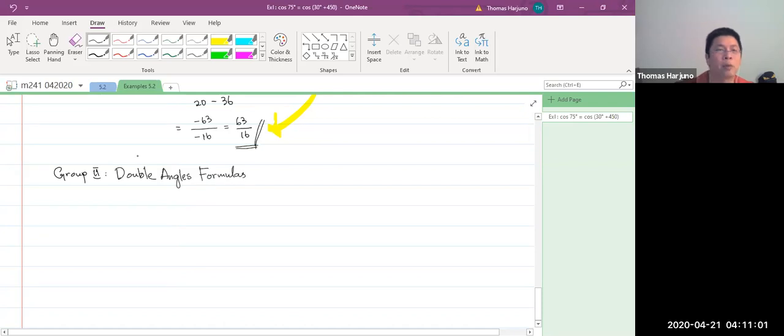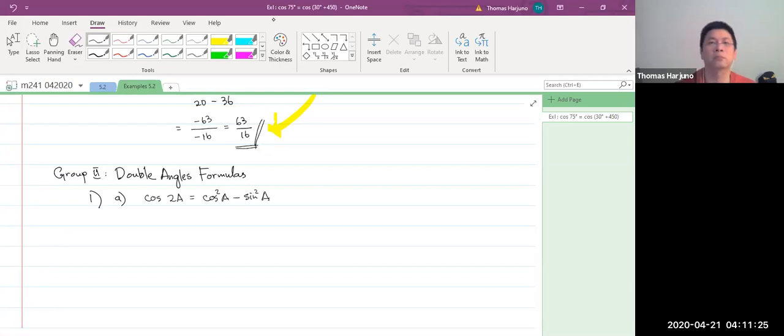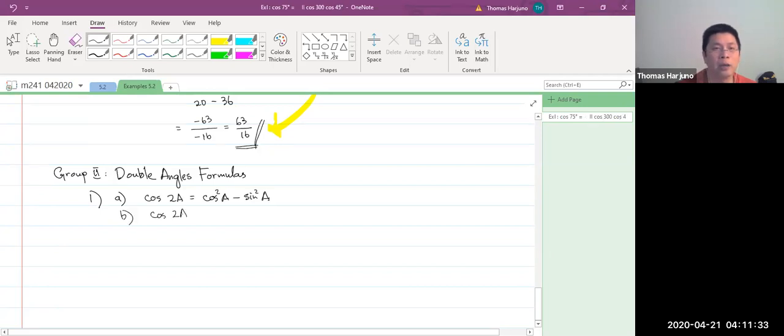And I need you to memorize it in this order. The first variation: cosine 2a equals cosine squared a minus sine squared a. Formula 1, the second variation: cosine 2a equals 2 cosine squared a minus 1.